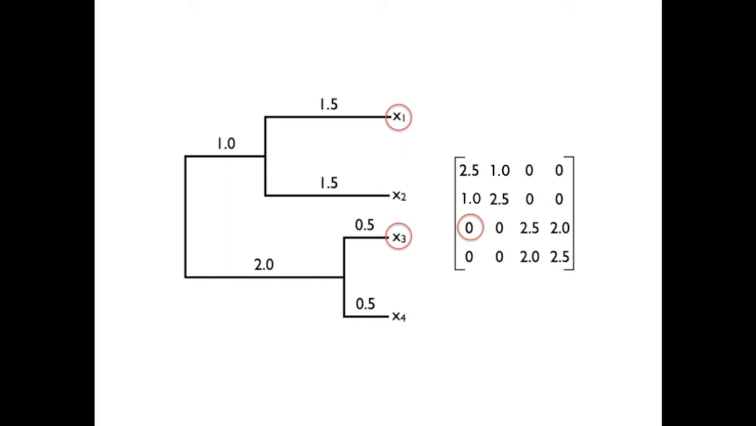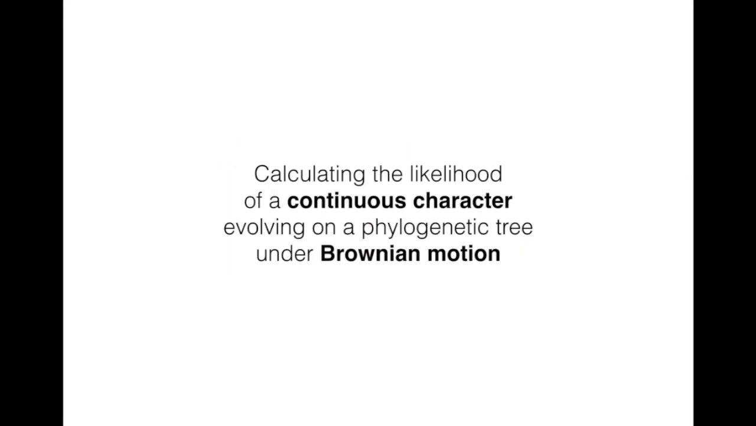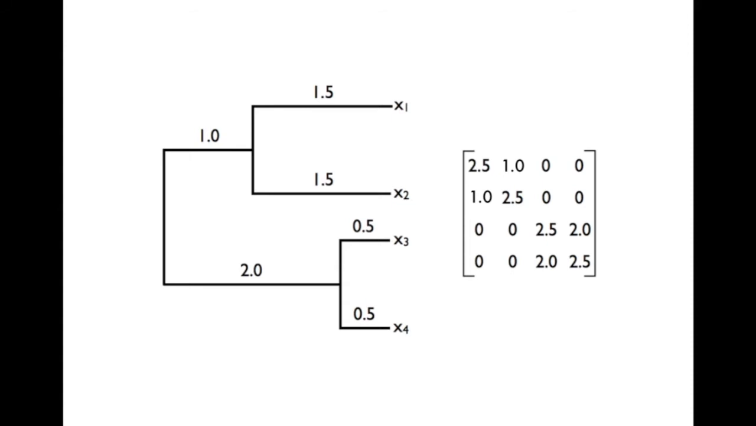If we wanted to simulate evolution on this tree, again, we could simulate changes along each branch and add them up to get the species values, or we could just draw a number from this multivariate normal distribution with the variance-covariance matrix shown here. Let's use this multivariate normal distribution to understand how we can calculate the likelihood of a continuous character evolving on a phylogenetic tree under Brownian motion. Again, we're going to think about variance-covariance matrices, and we'll call this matrix that we derive from the branch lengths of the tree and its topology C.